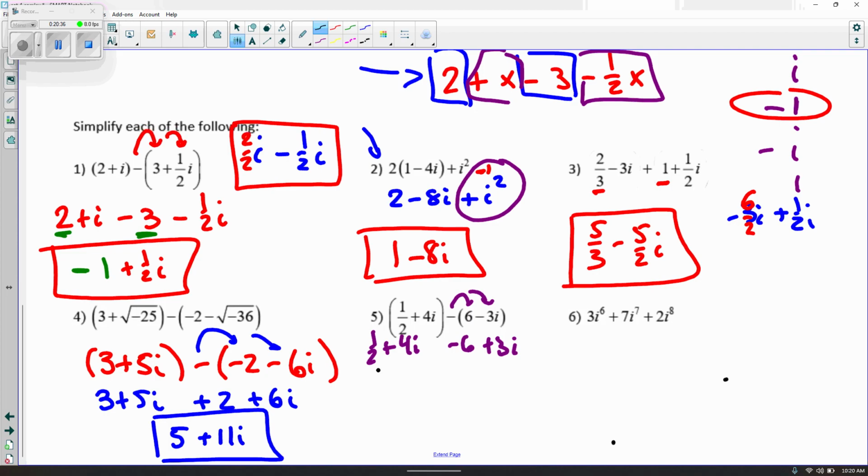I'm going to put together the half and the -6. And what will that give you? Don't give me -5.5 because that's not right. But it is, but it's not. I got to change this to what? 12 over 2. So I can make that happen to be -11 over 2. How many i's do I have? 7i.